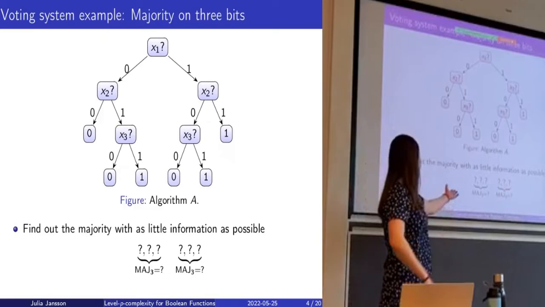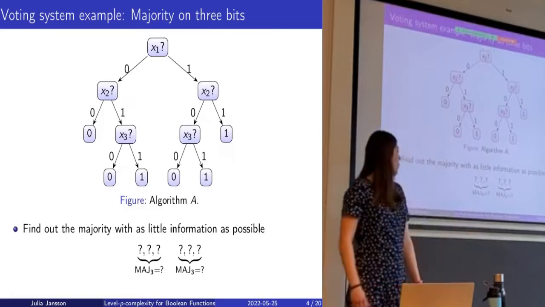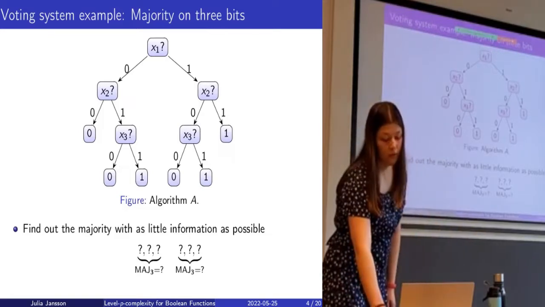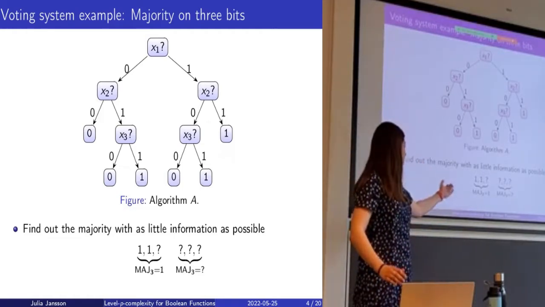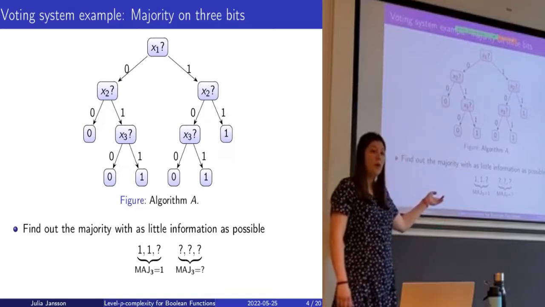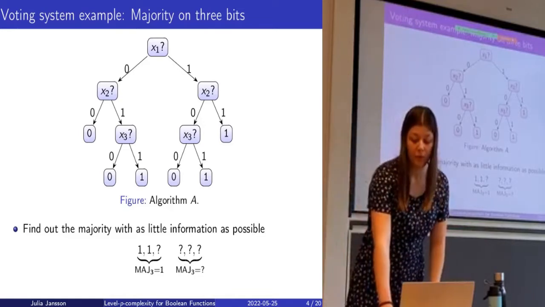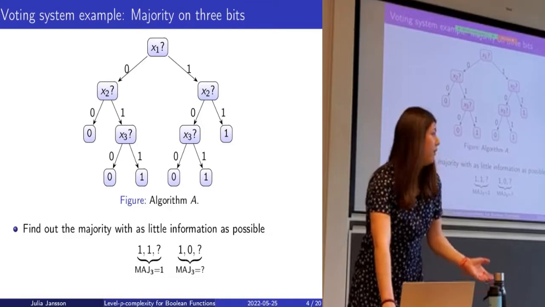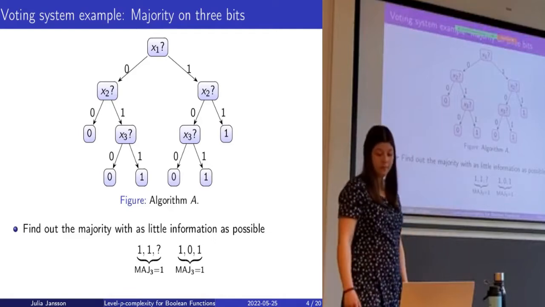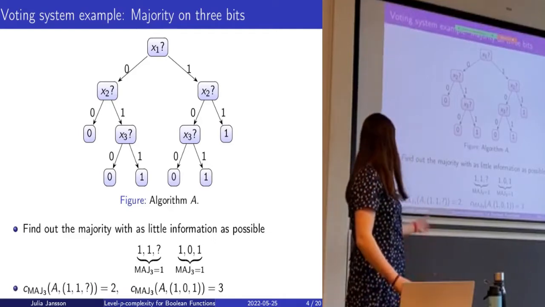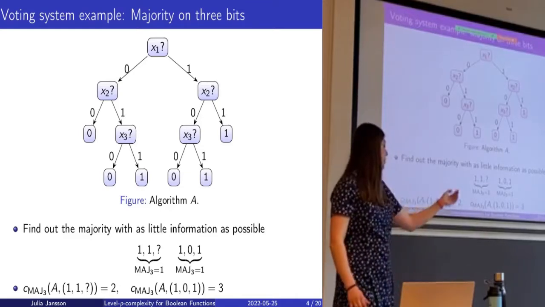We want to find out the output with as little information as possible. Here we see 2 examples of inputs where we don't know anything about the bits, and we don't know the output, but we want to determine it. So we start by asking the questions. In the first case, the first bit is 1, and then the second bit is also 1. Since both of them are 1, we can already determine the majority without having to ask the third bit. But for the other example, when we have 1, 0, 1, we have to ask all 3 questions when we ask them in this order. So the cost of using the algorithm on these separate inputs is 2 and 3 respectively.